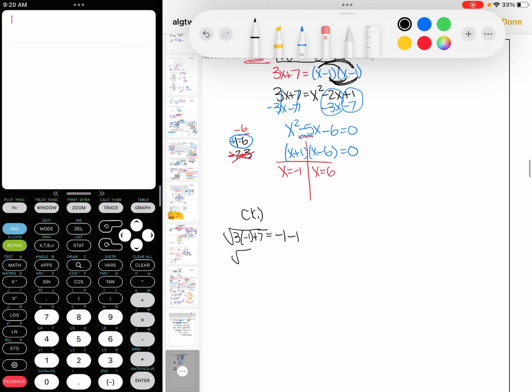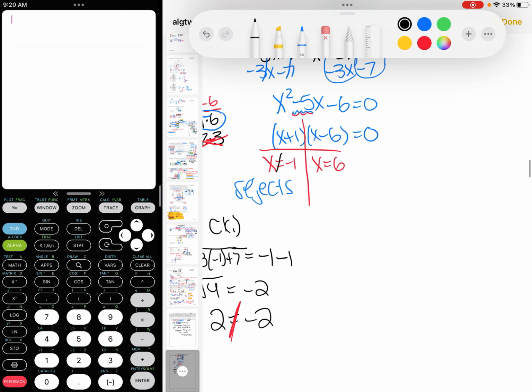On the left side, that gets me the square root of 4. Negative 1 minus 1 is a negative 2. The square root of 4 is 2, which does not equal negative 2. That does not work. Remember what we talked about in class? When you do have a square root, technically it is plus or minus, but that's only when you're solving for x. And it's asking you, like, what are the solutions of x? That's not what we're doing here. We are checking. 2 does not equal negative 2, so that means this answer rejects. Please write rejects to show your work and say that that is not a solution.